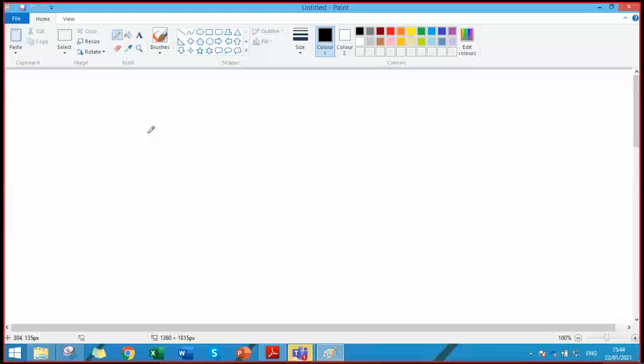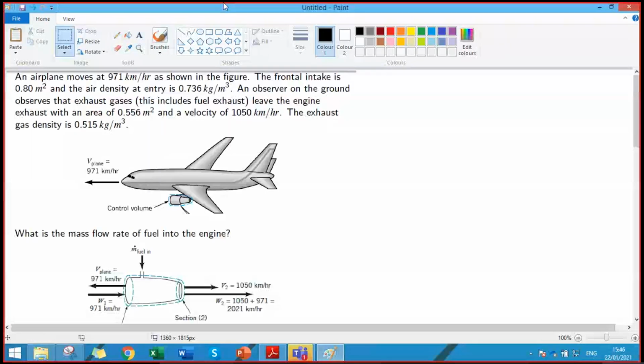There is an airplane that moves at 971 km/h. The frontal intake of this airplane is 0.80 meter square. By the frontal intake, we mean the area of the engine intake is 0.80 meter square, and the air entering this engine has a density of 0.736 kg per meter cube.